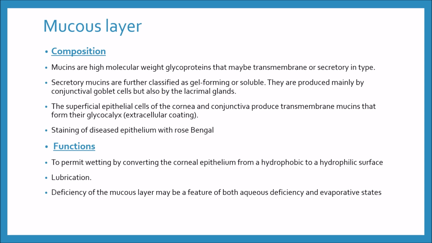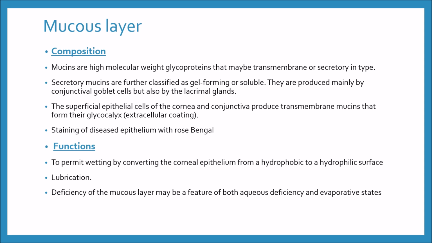And the last layer, the third layer, is the mucous layer. The composition is mucins, which are high molecular weight glycoproteins that may be transmembrane or secretory in types. Secretory mucins are further classified as gel-forming or soluble. They are produced mainly by conjunctival goblet cells, but also by the lacrimal glands.